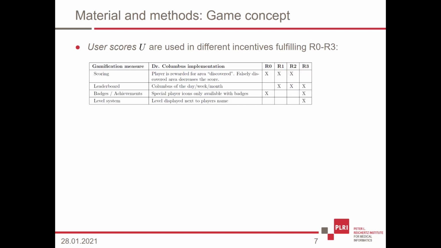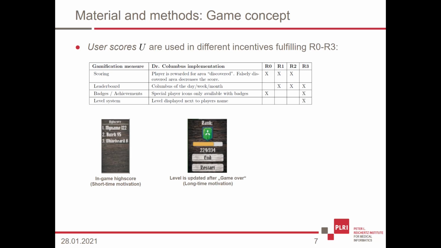Here we analyze in how far this game concept fulfills the requirements. So the scoring, for example, is used for short-time motivation and therefore fulfills the first three requirements, as we hope to motivate the users to play just one more level. Here you can see the in-game high score list, which is shown during playing and represents the user score U. Furthermore, we have a level system, which is updated after each game. The user scores are stacked and are kept forever. By this, we hope to maintain long-time motivation and thereby fulfilling requirement number 3.